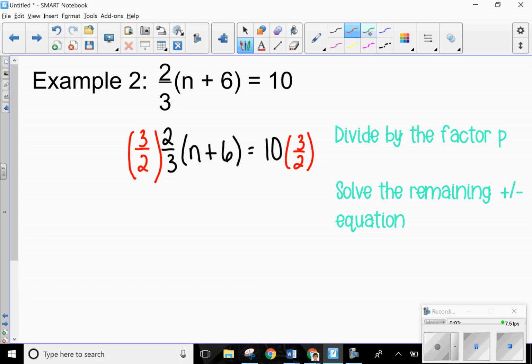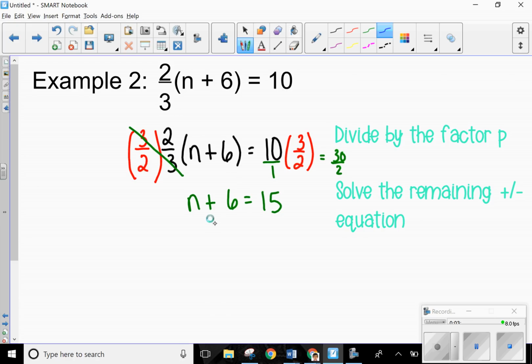Okay, so our 3 over 2 times our 2 over 3 is 6 over 6. It divides out to 1. So I'm just left with n plus 6 equaling 10 over 1 times 3 over 2. That equals 30 over 2, or that's 15. Okay, so now I'm just left with my one-step addition equation. I'm left with plus 6.